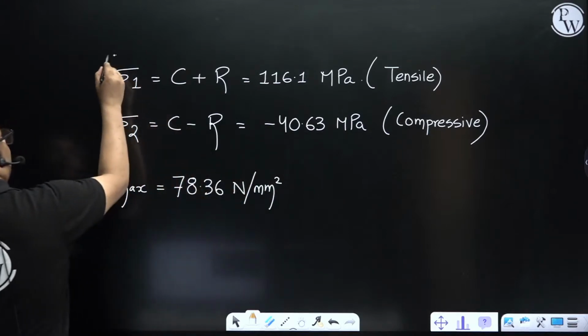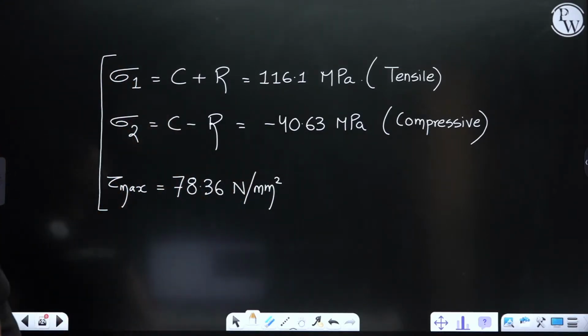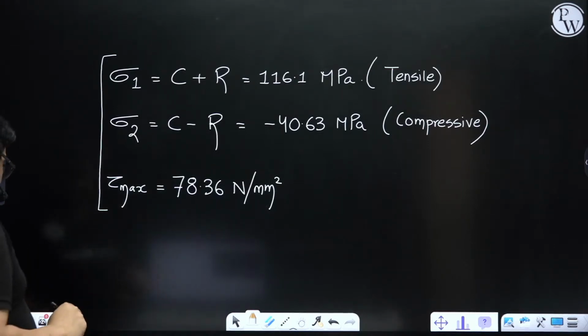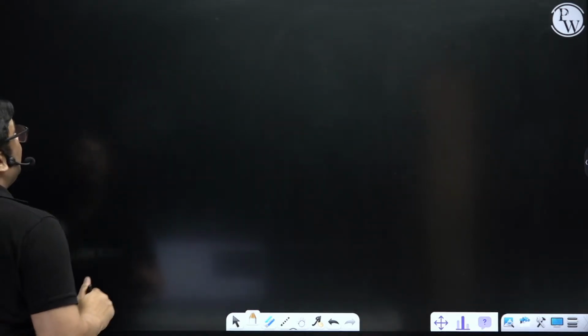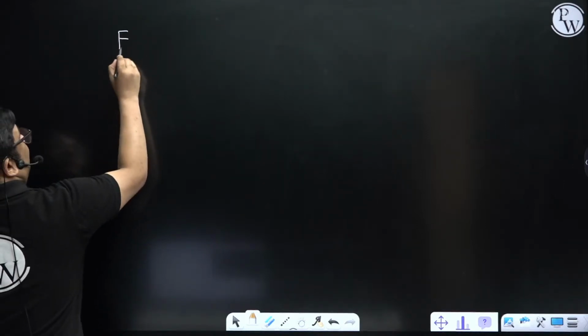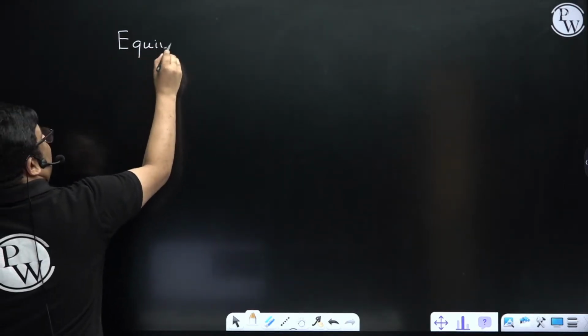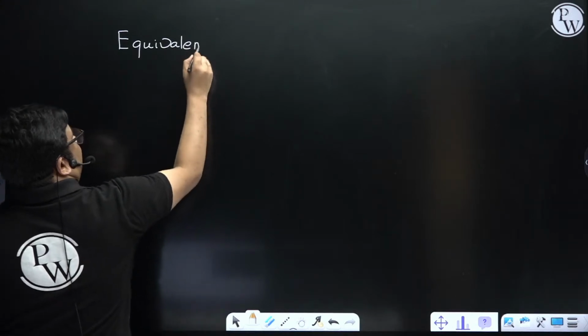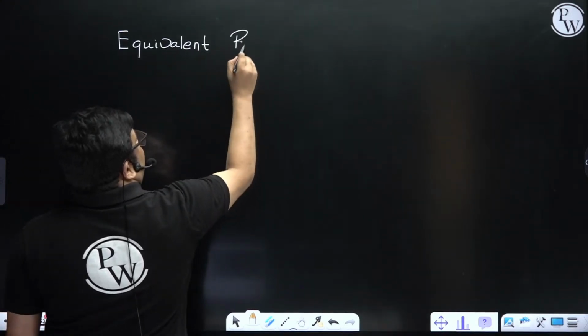Easy, very easy, right? One last thing I will tell you, that is the concept of your equivalent bending moment and equivalent torsional moment. Last thing we'll study is equivalent bending moment.